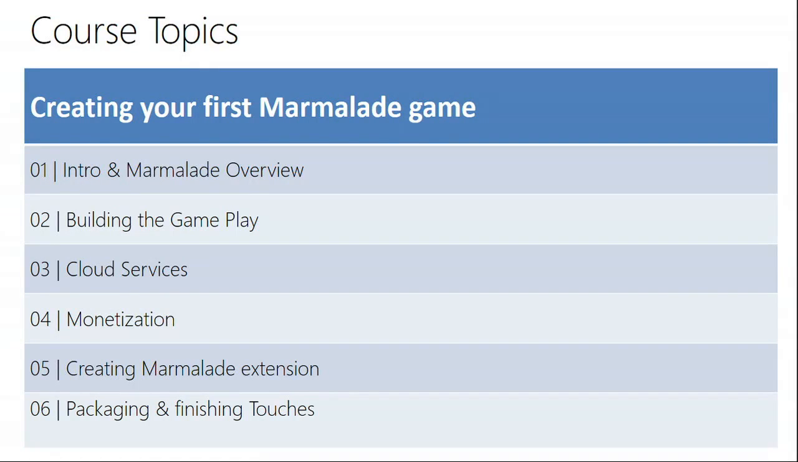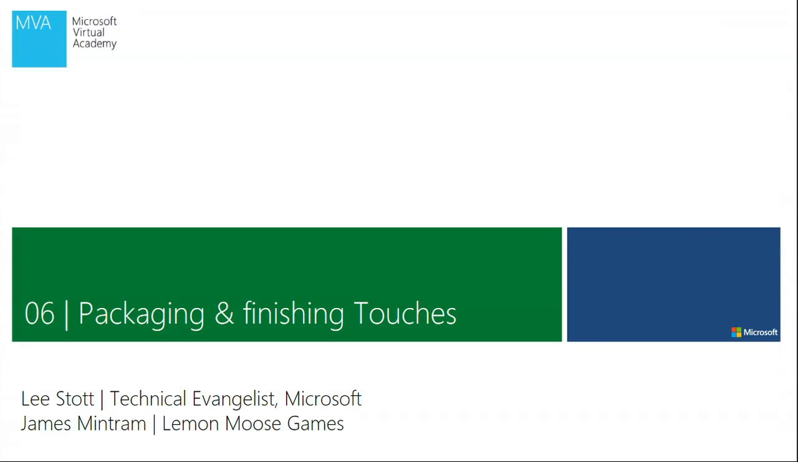So on Module 1, we did an intro and a Marmalade overview. Module 2, we talked about building the game and talked about the gameplay. Module 3, we talked about cloud services, so the ability of Windows Azure and of GameSparks. Module 4, we talked about monetization, so how to make the best out of your games. Module 5, we talked about creating those Marmalade extensions and adding extensions into a Windows Phone and Windows 8 game. And our final module is all about packaging and adding those finishing touches. So let's get on with the module.